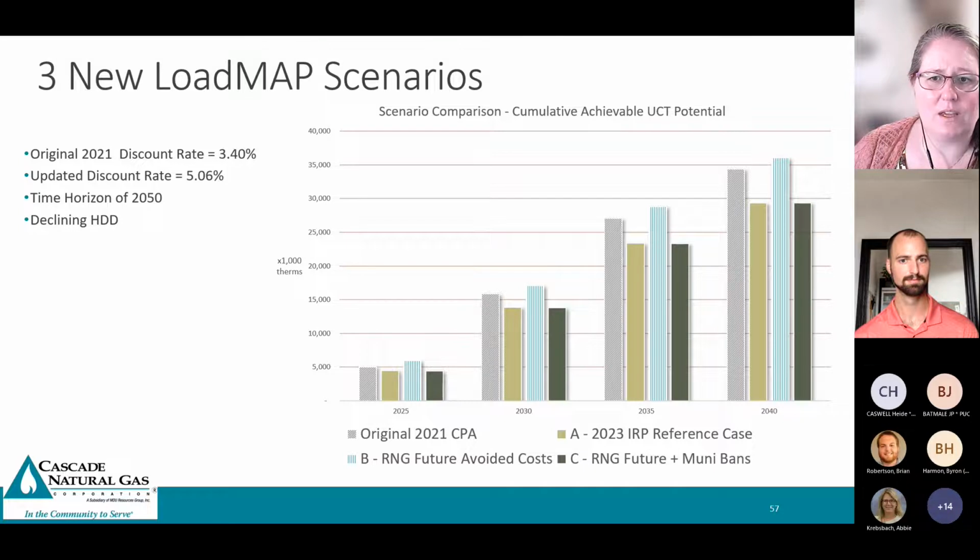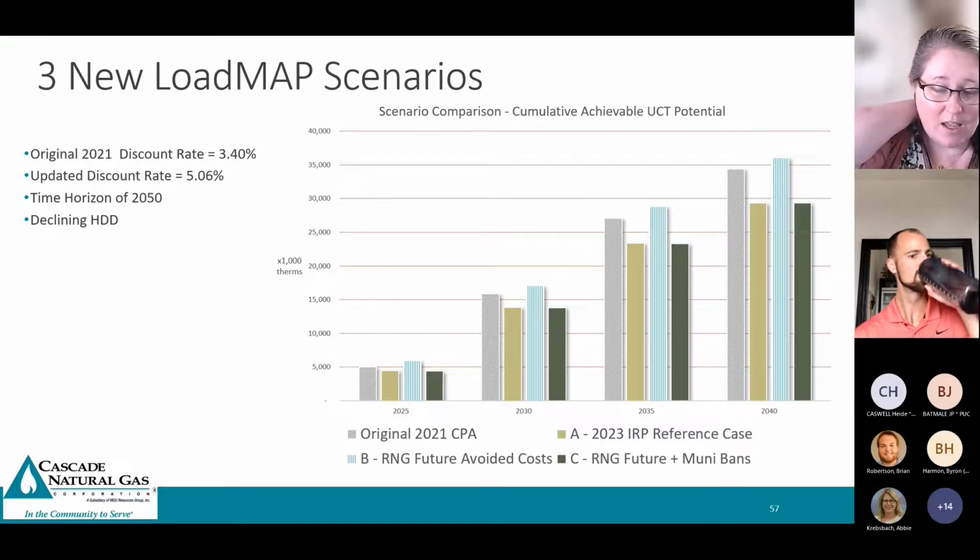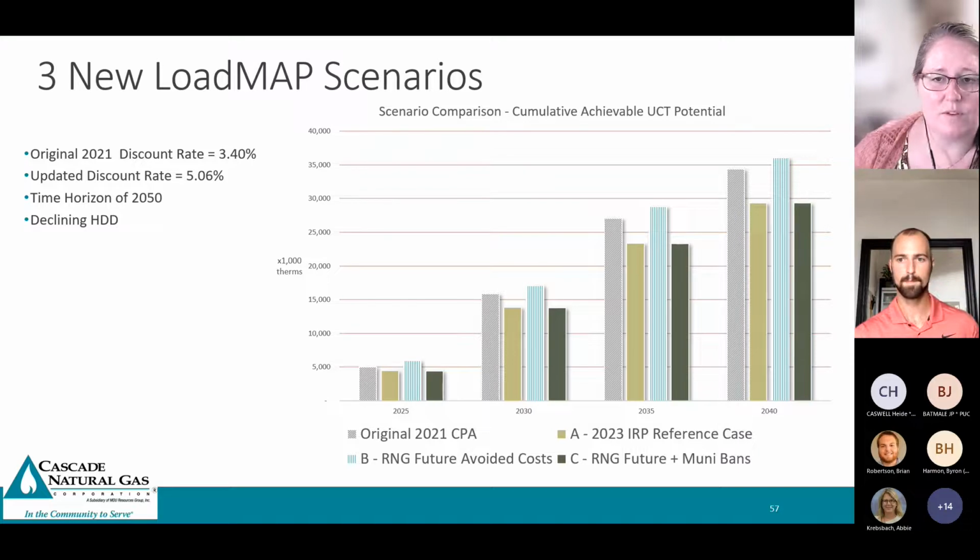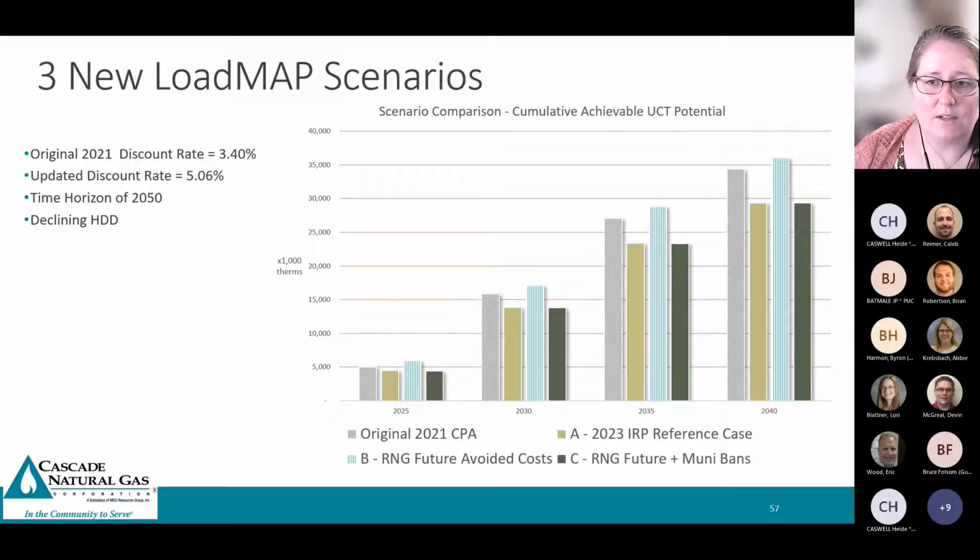So in speaking with the commission staff, Cascade did rerun our load map model from that most recent CPA, which was filed in 2021. I can give you the docket number if you'd like it, just for reference. But for this rerun, we actually updated the avoided costs with this new IRP. As I mentioned, the time horizon is a little different. 2050 is used for the 3 scenarios that we actually did run. You'll see there's 4 sets of bars here. The first being the original 2021 CPA, and then we've got the 3 additional scenarios.